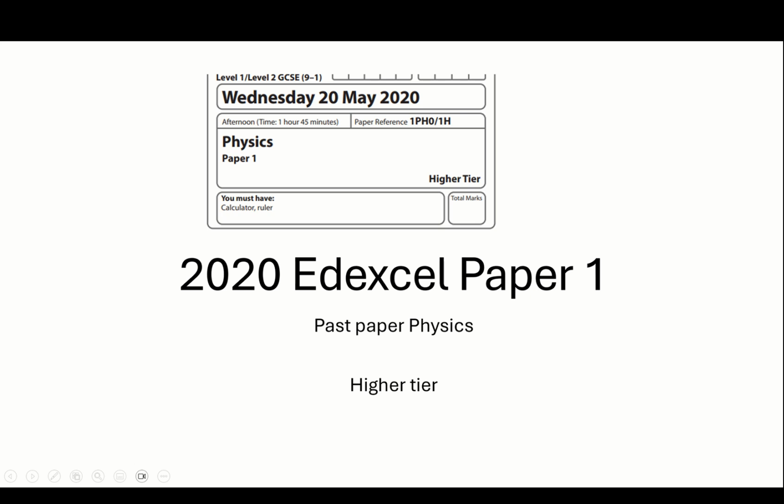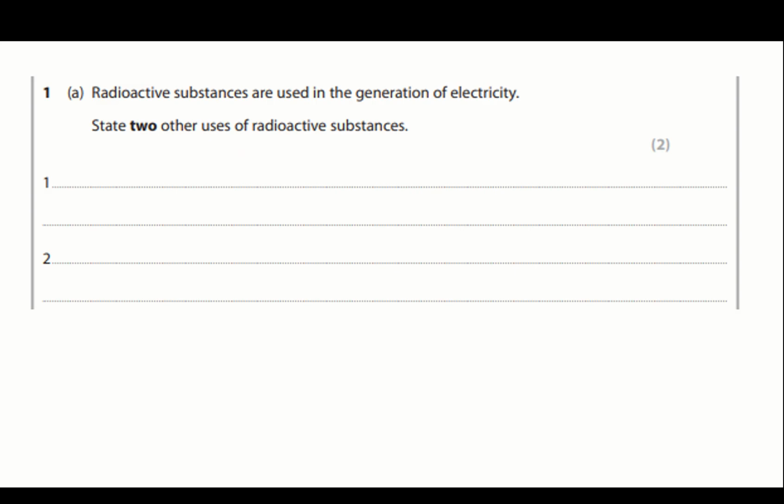Here's Edexcel Paper 1. It's your next homework after your mocks. So question 1 is about radioactive substances. It's saying we use them to generate electricity in nuclear power stations. State 2 of the uses of radioactive substances, and there are loads.